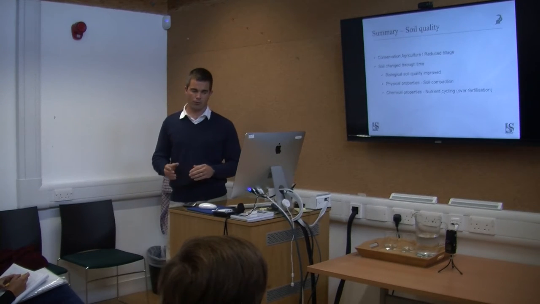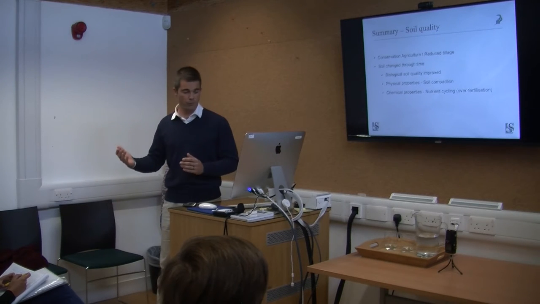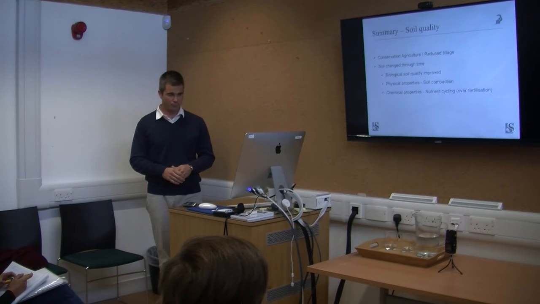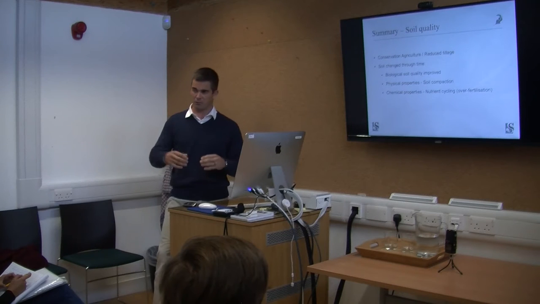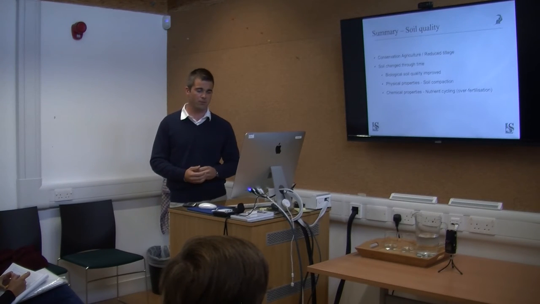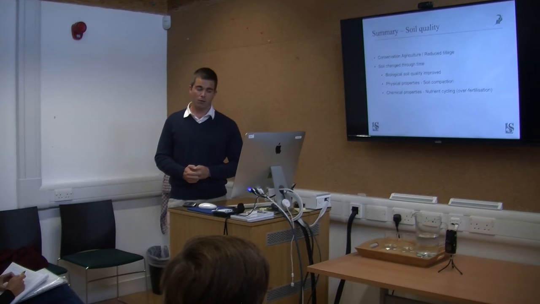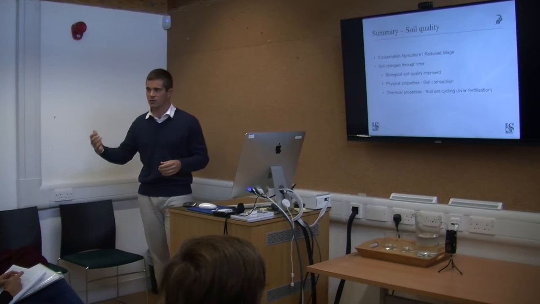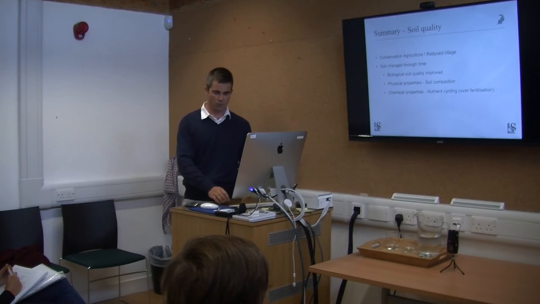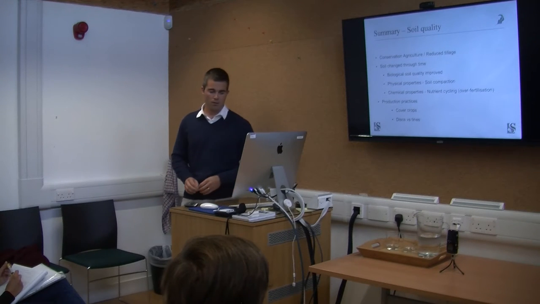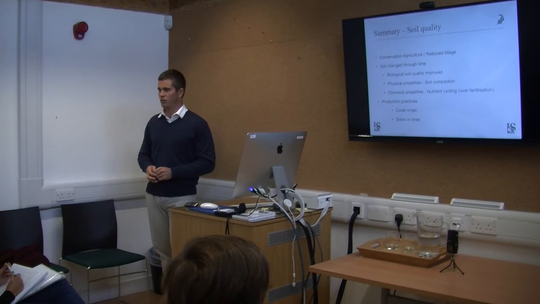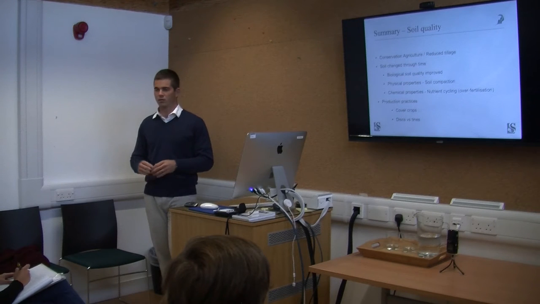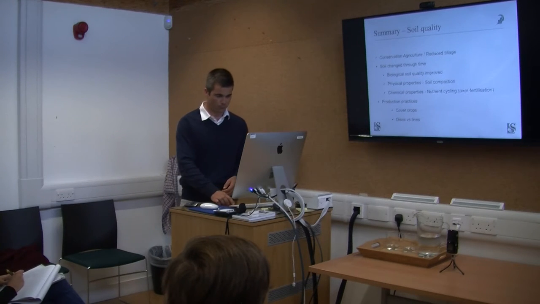But soil changed through time. Biological soil quality generally improved. Some physical properties improved, and others had a negative effect. The management had a negative effect on some physical properties, such as soil compaction. And then chemical properties also have some problems there. Nutrient cycling changed, and it led to over fertilization. And then there's a need to look at new and novel production systems as well, especially in terms of cover cropping, and also discs versus tines, for instance.